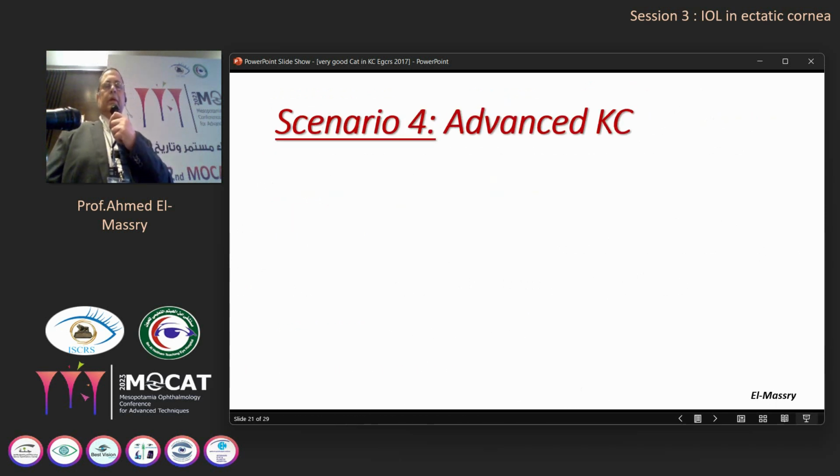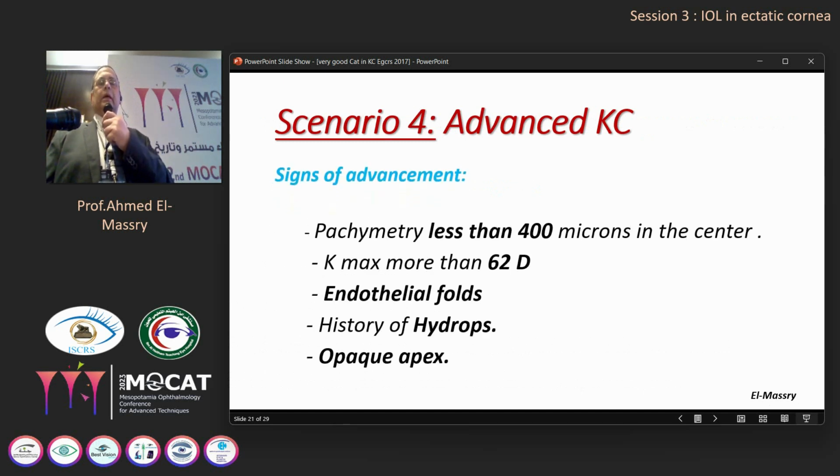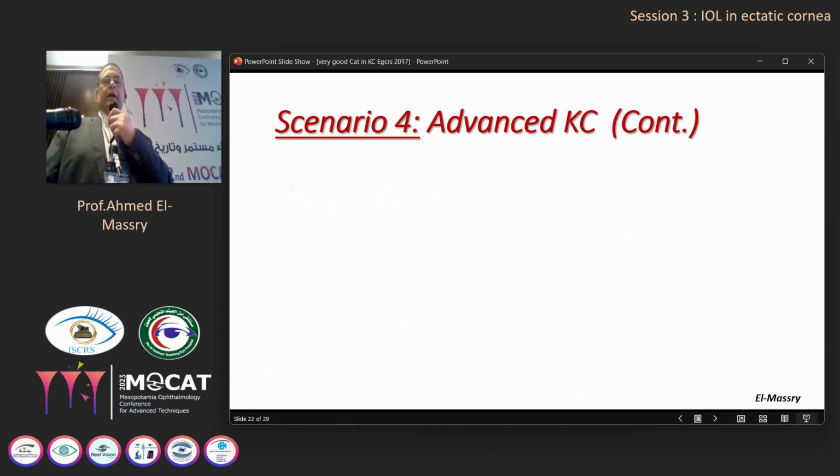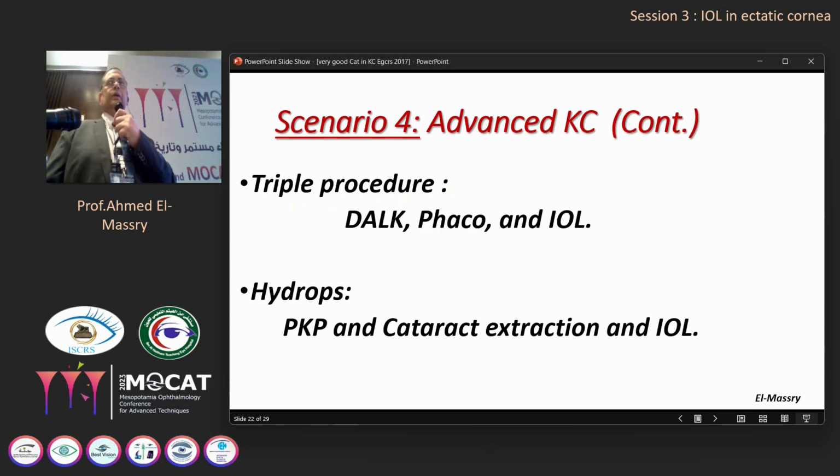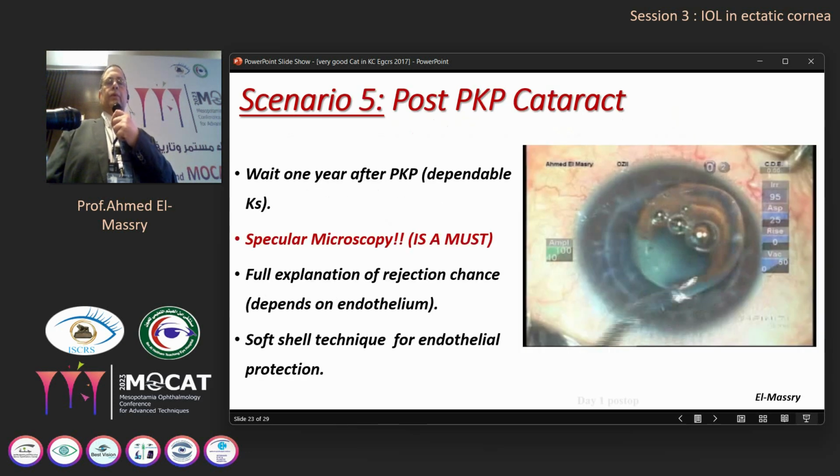without corneal scars, of course. The fourth scenario: if you have advanced keratoconus and the pachymetry is less than 400 with more than 62 diopters, you cannot depend on this K to do the biometry. So you can do the triple procedure with DALK, phaco, and IOL. If you have hydrops, you can depend on the K readings of the other eye and take it as a measurement for this IOL.